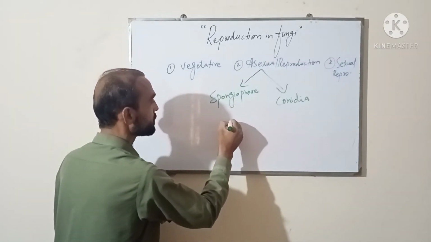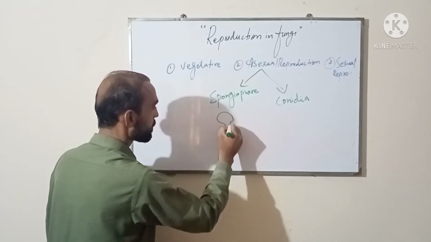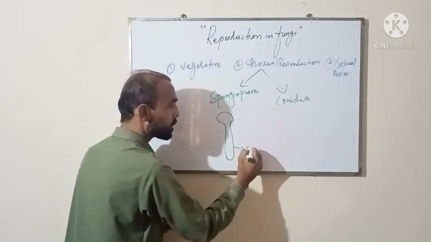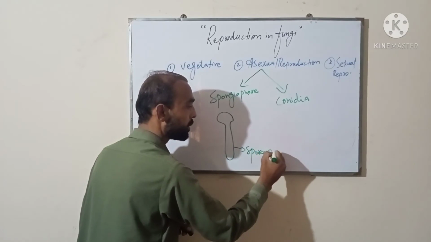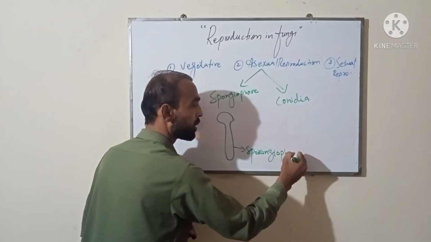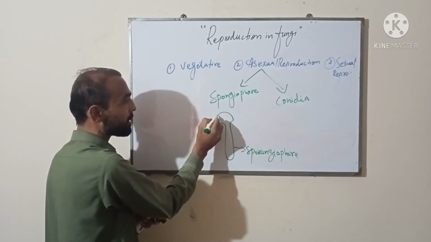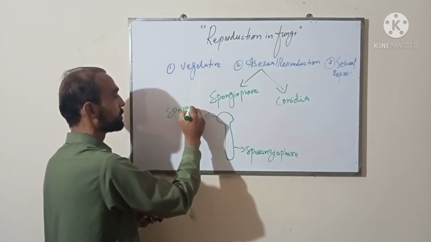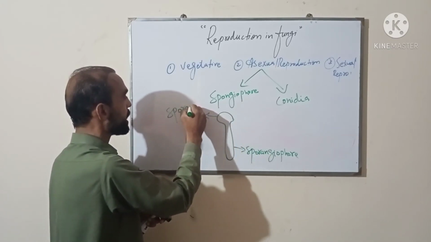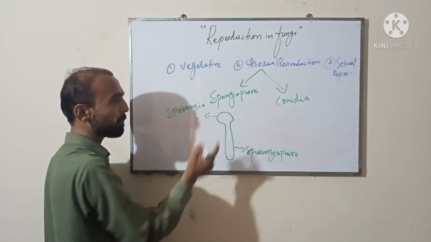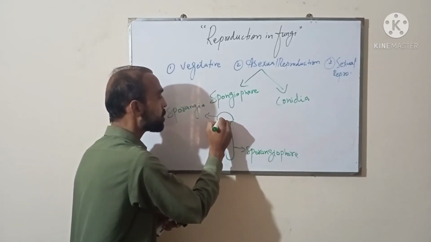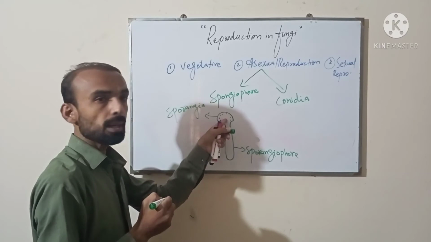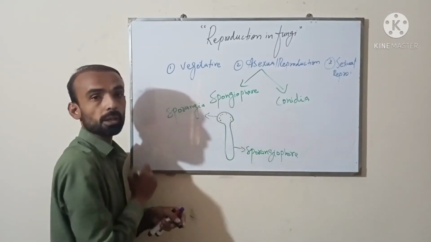Now look here. This part is known as the sporangiophore. And this bulb-like swelling part is known as the sporangium, or sporangia. We can call it sporangium or sporangia; these are the singular and plural. Here spores are present inside of the sporangia.